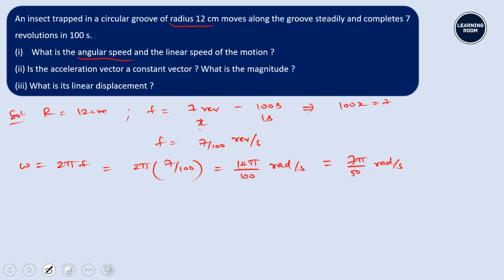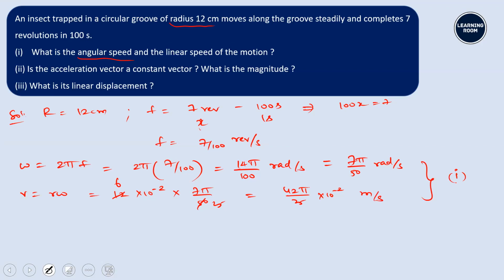Now, knowing the angular speed, will I be able to calculate the linear speed? Yes, I can do it because I have the radius in my hand. So V is equal to R omega. So R is 12, but 12 is in centimeters, so I'll write it as 12 into 10 power minus 2 meter multiplied with omega, which is 7 pi divided by 50. So this will go 6 times, this will go 25 times. So it is 42 pi divided by 25 into 10 power minus 2 meter per second. So this is the answer for the first part.